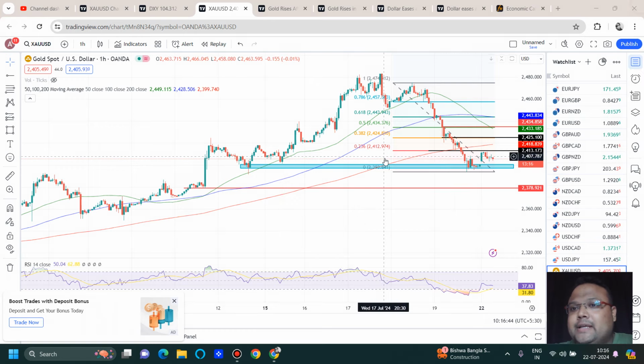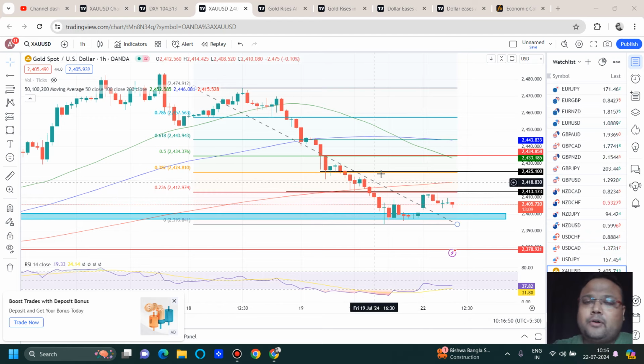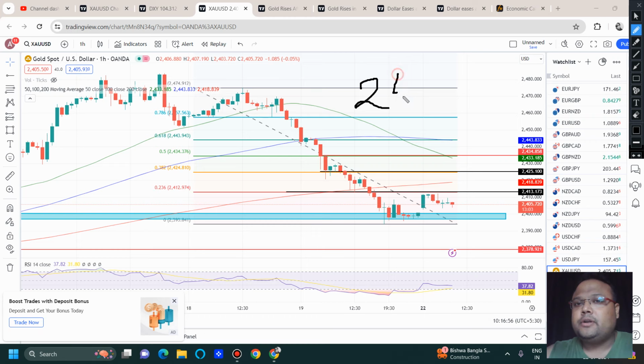And as you can see right now, the market has, I won't say reversed completely, but from a day trader's perspective, we had a selling opportunity around this area. So the next selling opportunity on the chart of gold will come around 2424, 2425.